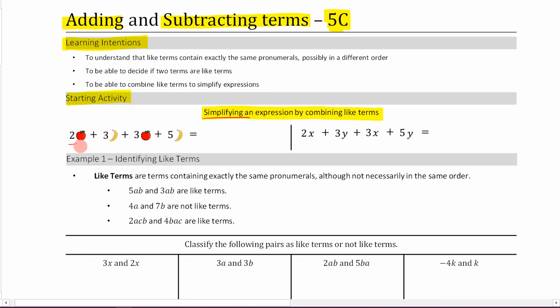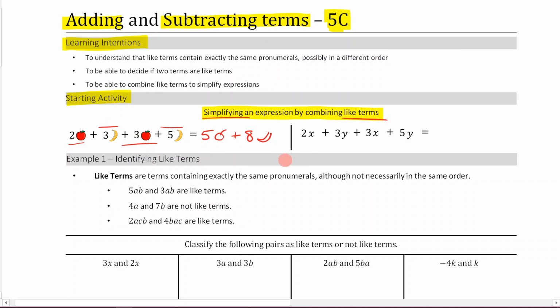Well, instead of saying I have 2 apples plus 3 apples, why don't I just say I have 5 apples? I will combine those two things together. So too, instead of saying I have 3 bananas plus 5 bananas, why not just say I have 8 bananas? So again, I'm combining the like terms. We're going to be learning about what this word like term means very soon.